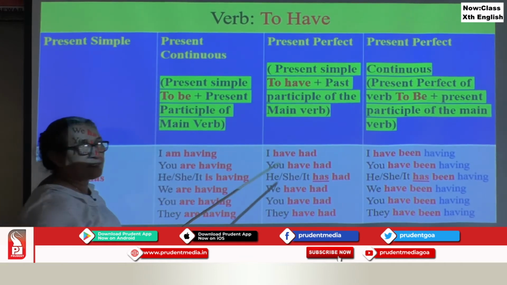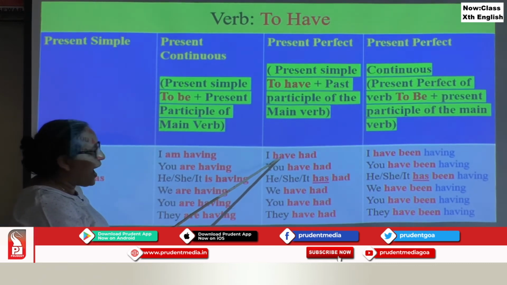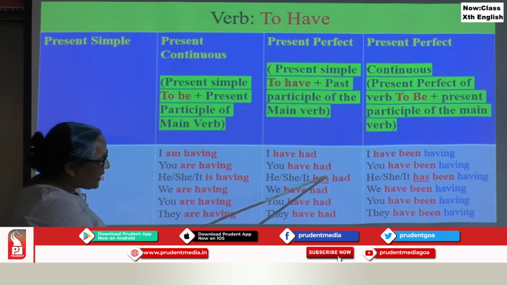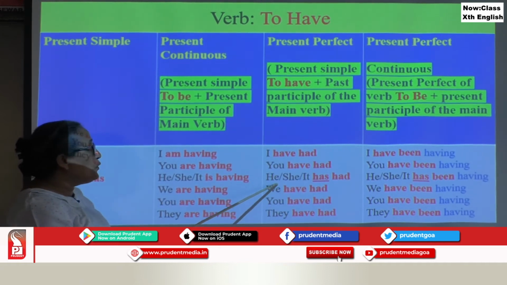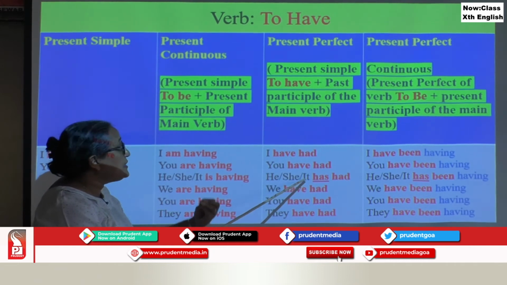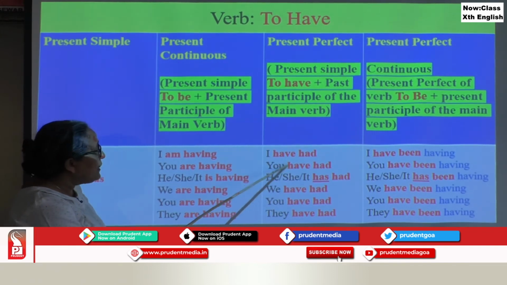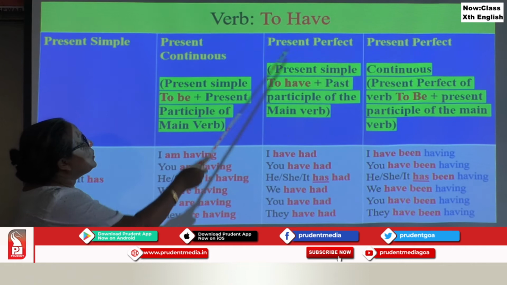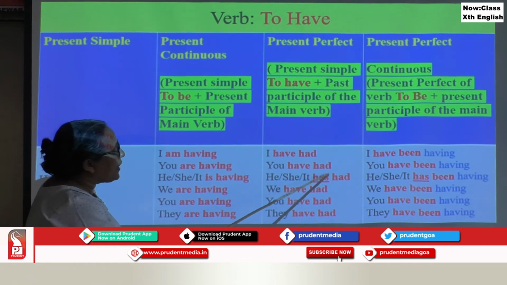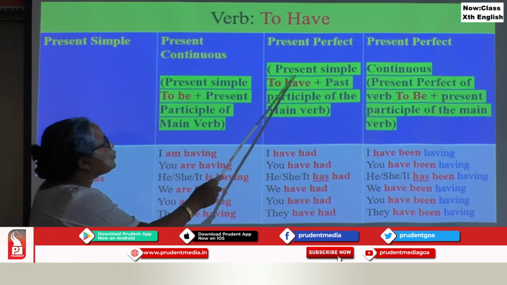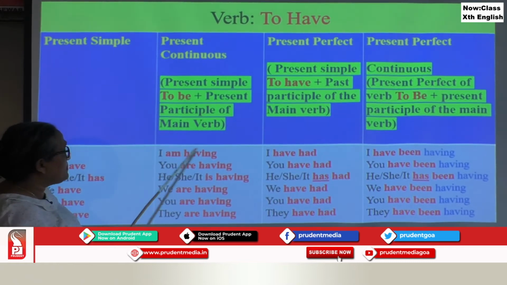Present perfect. The word perfect signifies use of verb to have. So I have, you have, he, she, it has. Why am I highlighting this has? So that you should not put he, she, it have. You should be aware that the third person changes. And what is the past participle of the main verb to have? Past participle is had. So I have had, you have had, he, she, it has had. There are two verbs here. Verb to have plus past participle of the main verb. Verb to be plus present participle of the main verb.